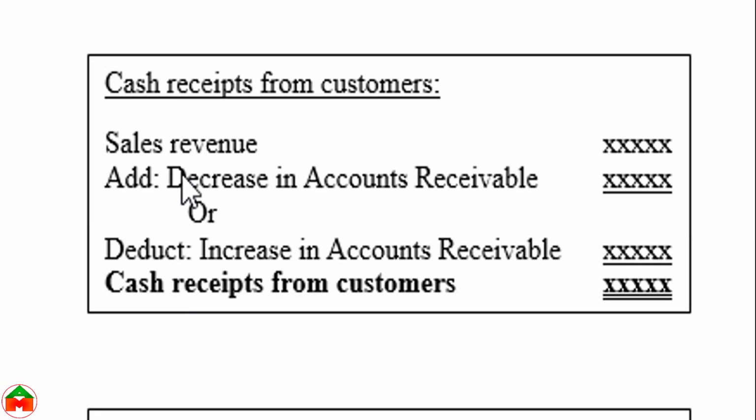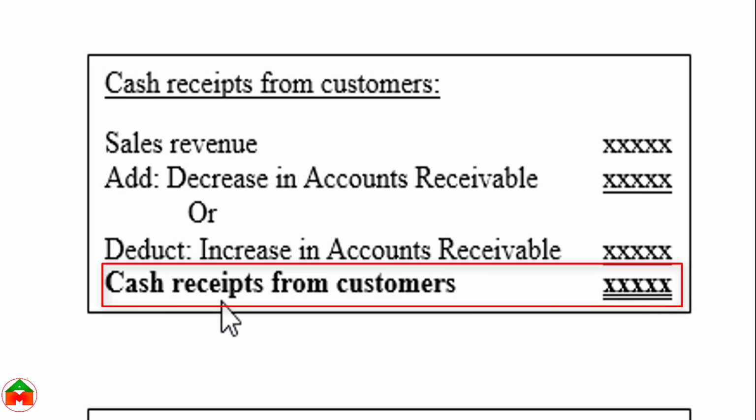With this sales revenue, if there is a decrease in accounts receivable, we will add it to the sales revenue. Or if there is an increase in accounts receivable, we will deduct it. After adjusting accounts receivable with the sales revenue, we will get the amount of cash receipts from customers. So let's get back to the question.